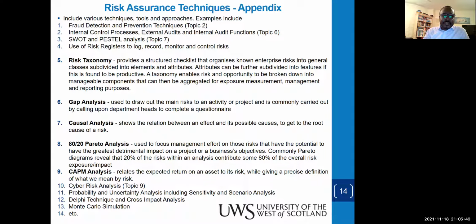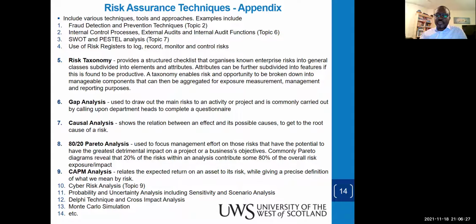Okay, finally, like I said, quite a number of risk assurance techniques. I just kept it as an appendix because, like I said, there are a lot and we cannot cover everything. So we just highlight them as a closing remark for this particular topic. So fraud detection and prevention techniques, internal control processes, external audit, internal audit functions, SWOT and personnel analysis, use of risk registers, and risk taxonomy, okay, where we try to plug in some structured checklists which will normally categorize enterprise risk according to their features.